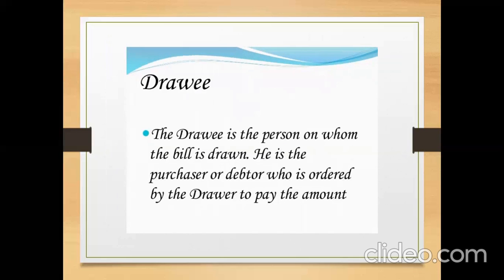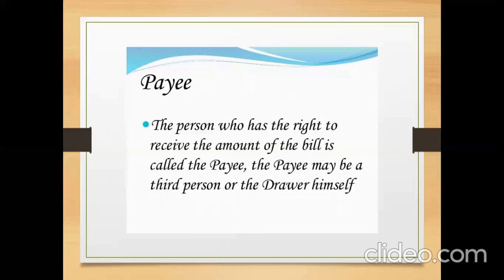Drawee. Drawee is a person on whom the bill is drawn. That means in a credit transaction, he is a purchaser or debtor who is ordered by the drawer to pay the amount. So two parties are very clear here. One is the drawer, another one is the drawee. Drawer is the one who prepares the bill. Drawee is the one who meets the bill.